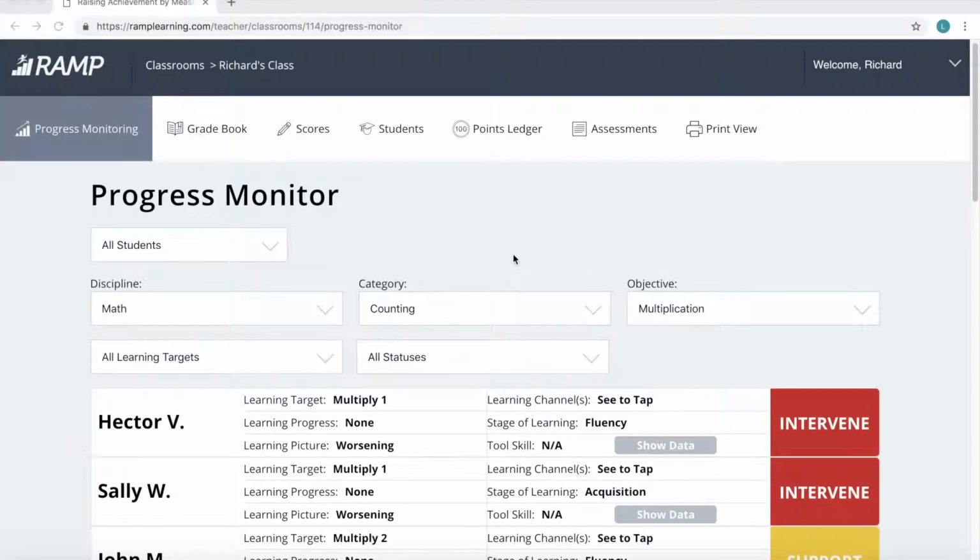Progress Monitoring and Gradebook are where you access all student performance data. All students need to be monitored and may need some level of intervention. Progress Monitoring triages students so teachers can easily see their level of need on one page.